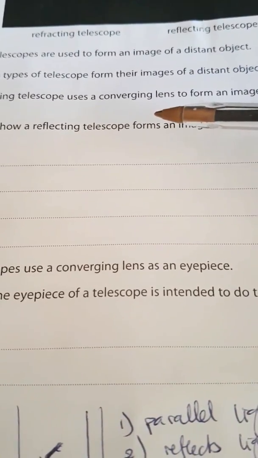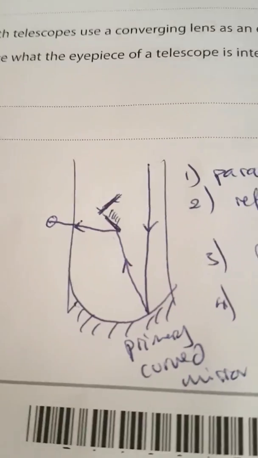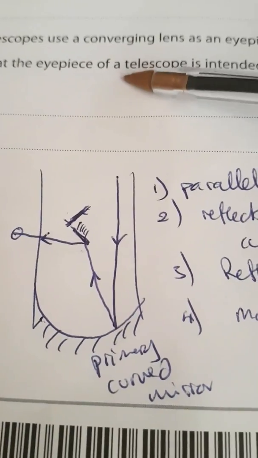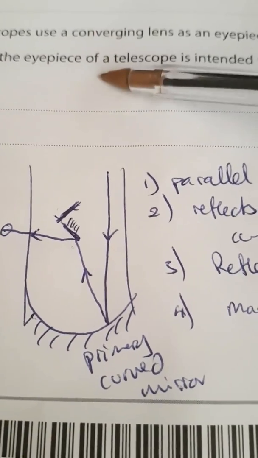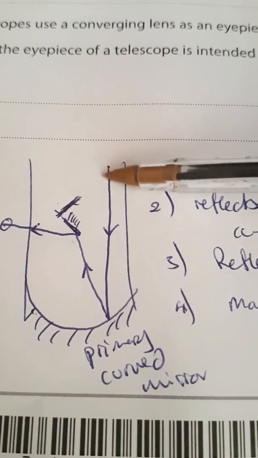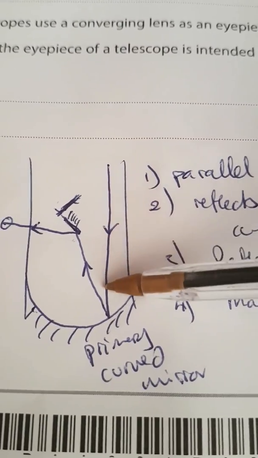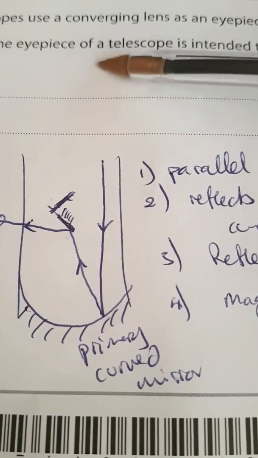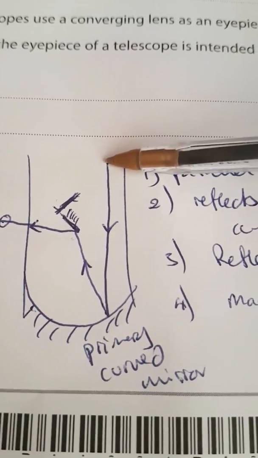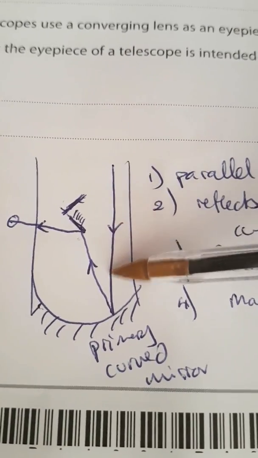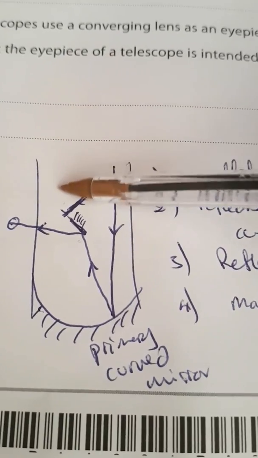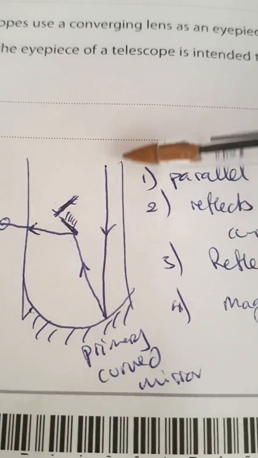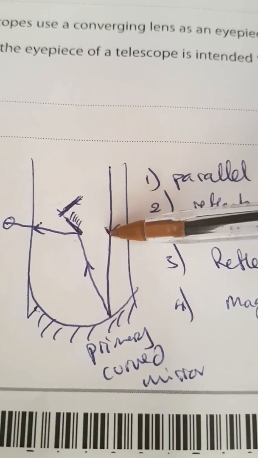So this section is about how reflecting telescopes work. The best way I can show you this is by a picture. What happens is that light from a distant star comes down and into the reflecting telescope. The light rays are parallel to each other, so you'll have one here and another parallel light ray here. But just to keep it simple, I've only drawn one ray.